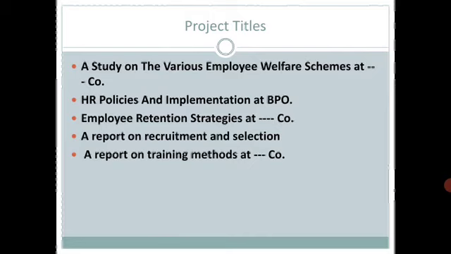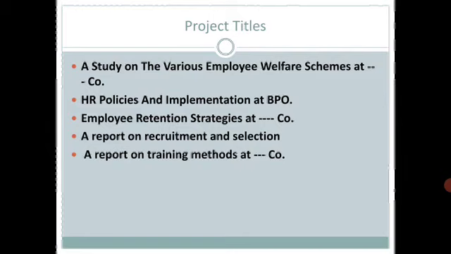Then the reason for selection of the topic. It means why you have selected that particular topic, the significance of selection of the topic. You are supposed to elaborate here.